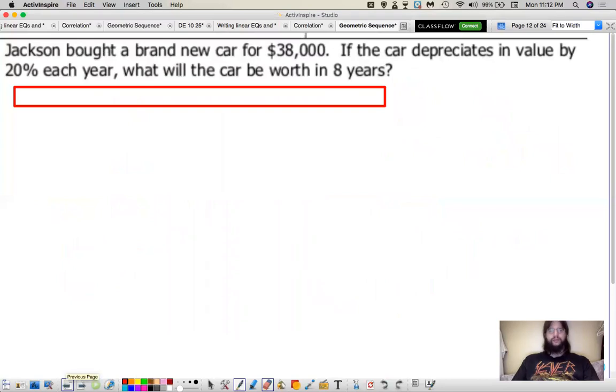Word problem. Jackson bought a brand new car for $38,000. If the car depreciates in value by 20% each year, what will the car be worth in 8 years? So something to think about. It's depreciating by 20%. What's our common ratio? It's not going to be the 20%. What's left?